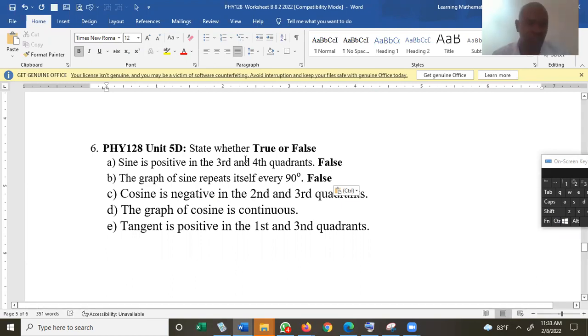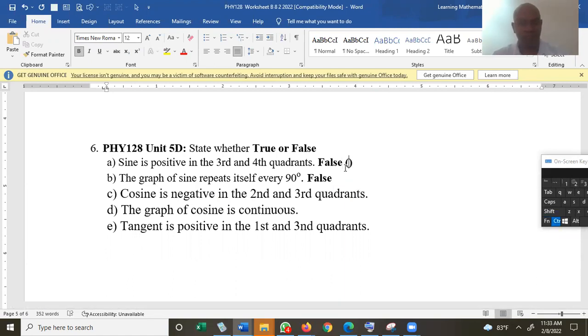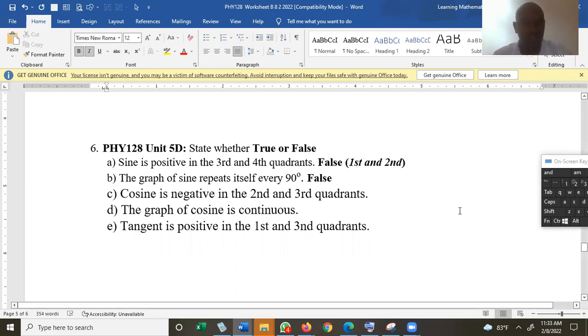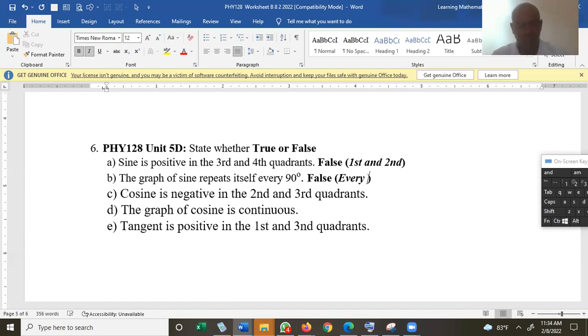If you want, you can even put the correction in brackets, in italics. Sine is positive in the first and second quadrant. Bracket in italics, every 360 degrees. That is when the sine graph repeats.